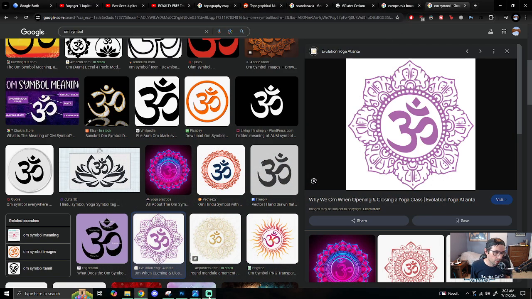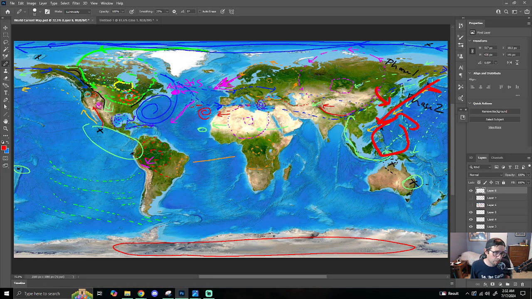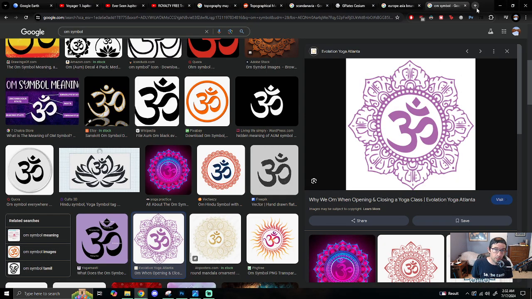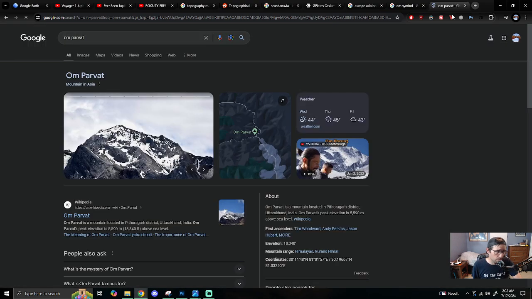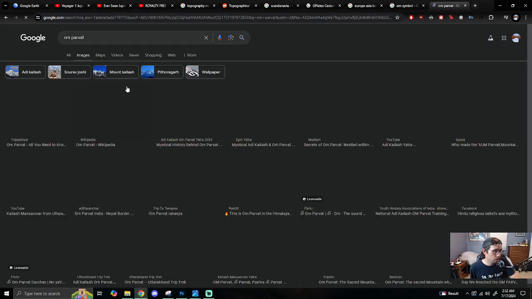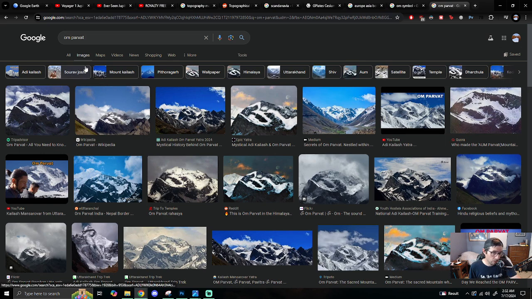mind you, this pink fuchsia color one is where the ohm symbol is. So it's a product of an eddy in circumstances relating to this cross current, all this stuff going on that maybe are more like when an ohm symbol manifests than other places. Om Parvat is worth mentioning right now. Literally.